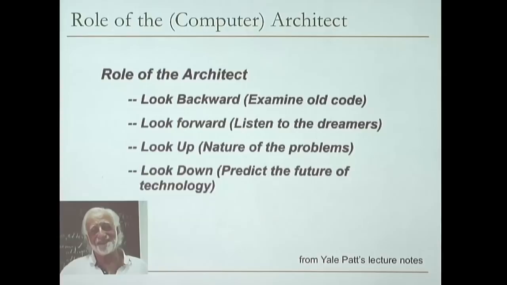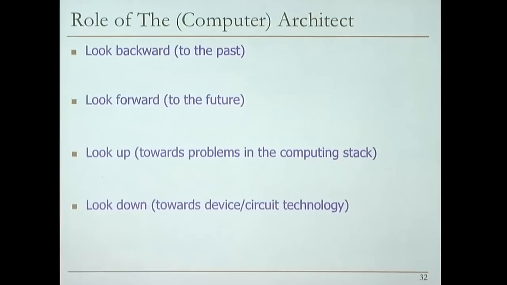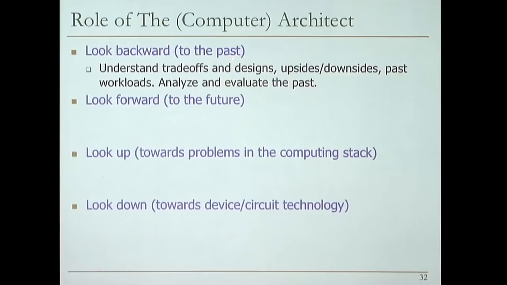And look up, the nature of the problems. I think this is similar to the forward. And look down, understand the technology as well. I actually have another slide that talks about this in a little bit more detail. What does look backward mean? Understand the trade-offs and designs, upsides and downsides, past workloads. Analyze and evaluate the past, basically. This is an important thing a lot of architects do, and you will learn to do that also in this course.